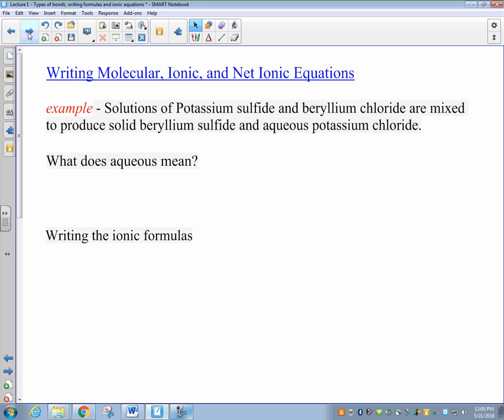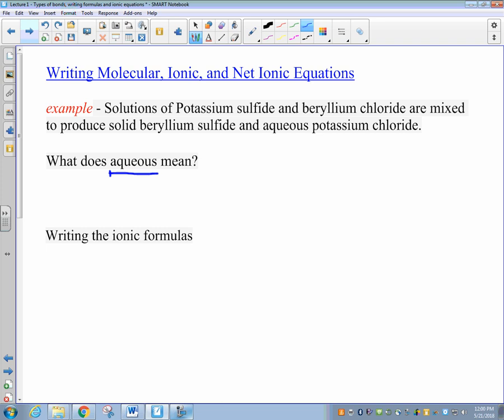And I think the easiest way of going through and understanding this whole process is really just to work through an example together. So what we want to do here is to write a chemical equation describing a process, in this particular example, in which we mix together an aqueous solution of potassium sulfide and a solution of beryllium chloride, mixing those two things together to produce a solid precipitate, which in this case is beryllium sulfide, and an aqueous solution of potassium chloride.